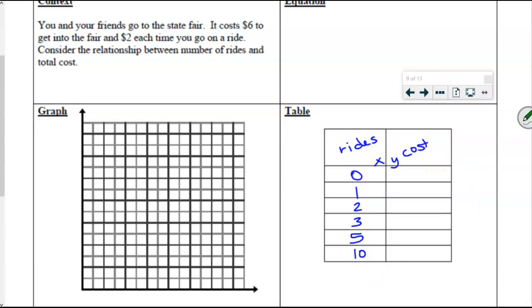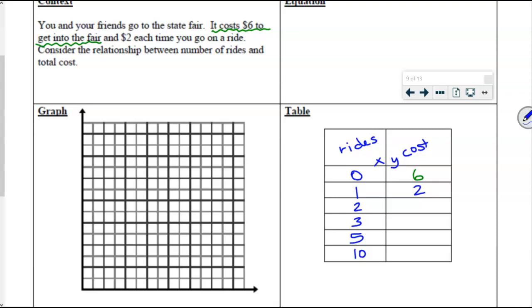What are the costs? So I ride 0 rides. How much am I paying to do that? Michael? $6. It's not $0, right? We've gotten so used to, back in our proportional unit and stuff, saying, oh, if it's 0, it's 0. But it costs $6 just to get into the fair. Not that we want to do that, but it does cost $6 if all we do is go in there. And it says $2 each time I go on a ride.